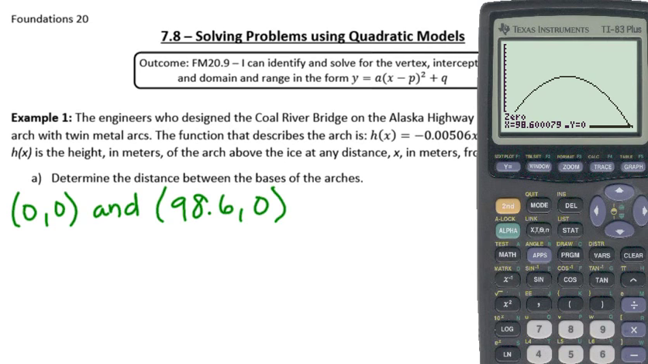So the distance between would be the distance when I subtract them. 98.6 subtract 0, we know it'll just be 98.6. And we said the distance is in meters. So meters is our answer there.